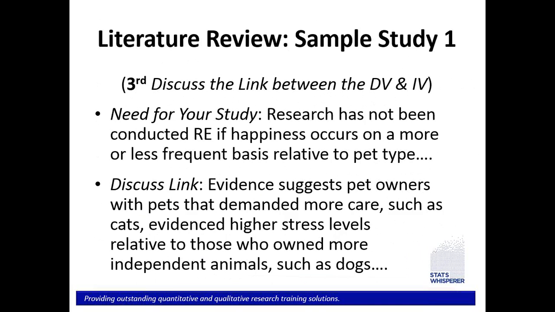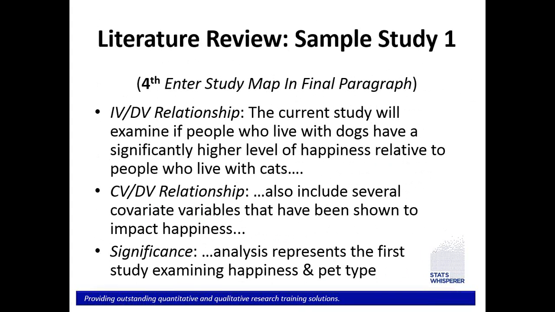Then we discuss our link. So the evidence suggests pet owners with pets that demand more care, such as cats, evidenced higher stress levels, right? And higher stress levels, by proxy, we might suggest, lead to less happiness, right? So higher stress levels relative to those who owned more independent animals, such as dogs. And of course, it might not be true that dogs are more independent, but for the sake of our literature review here, if you stated that, you would definitely need a citation because the reverse is commonly thought.